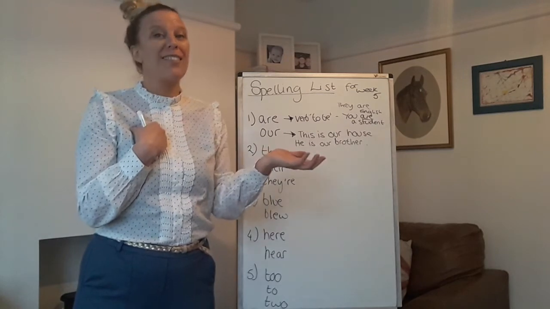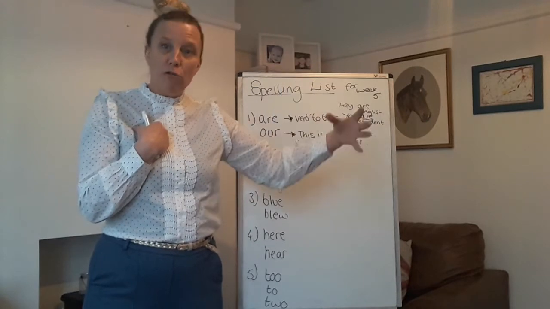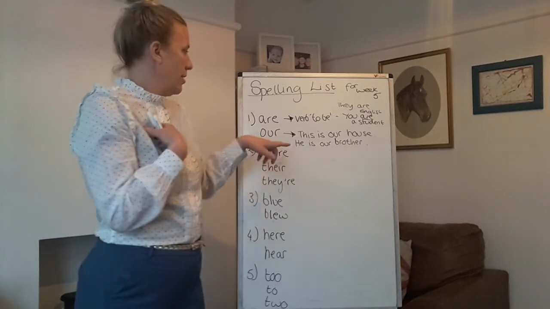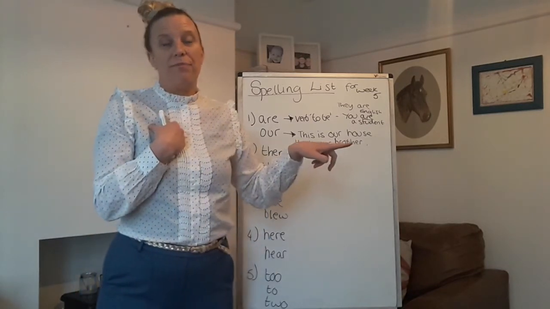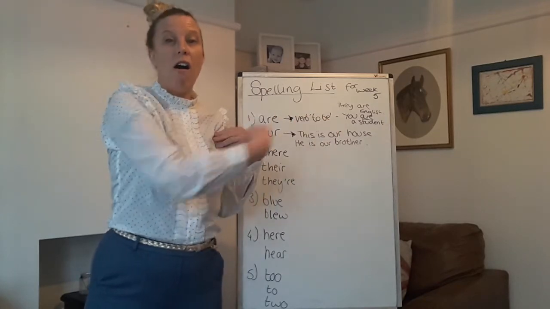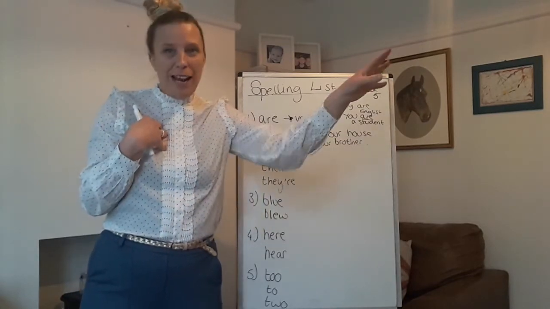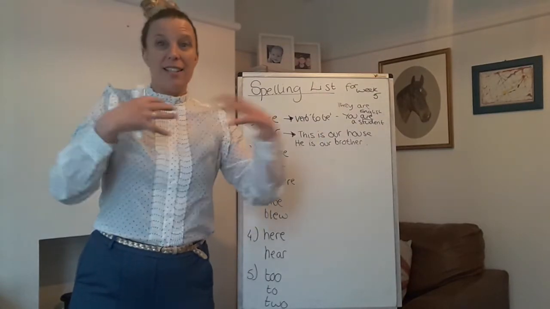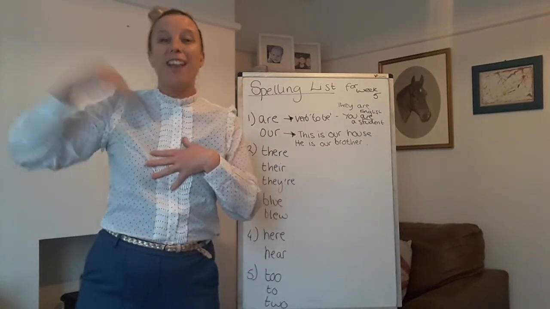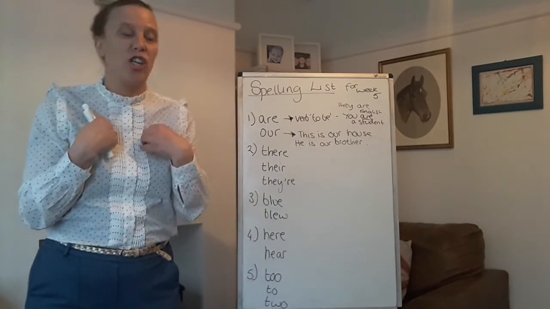We pronounce it the same as are. This is our house. It's mine and my children's house. He is our brother. So me and my sister, he is our brother. He belongs to us. Not someone else's. This is our house, not someone else's house. It belongs to us. It's possessed by us. We have possession.